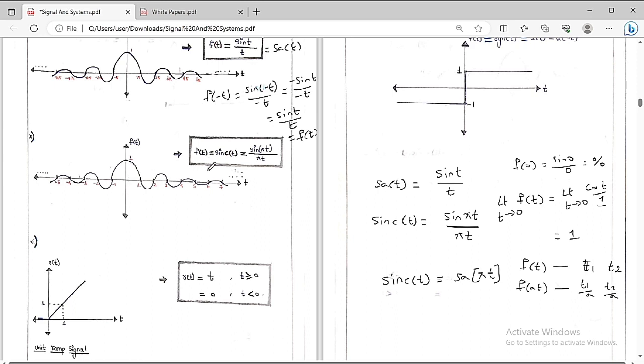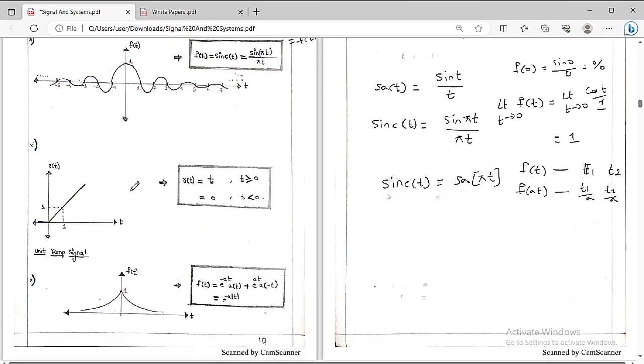So all these things we have discussed, right? So always remember, sinc of t is nothing but sin t by t, and sinc of t is nothing but sin pi t by pi t. These things you always have to keep in mind. If you compare these two things, we can say sinc of t is equal to sin of pi t. So this signal is the compressed waveform of the previous signal. Now let's go to the other signal, which is the unit ramp signal.